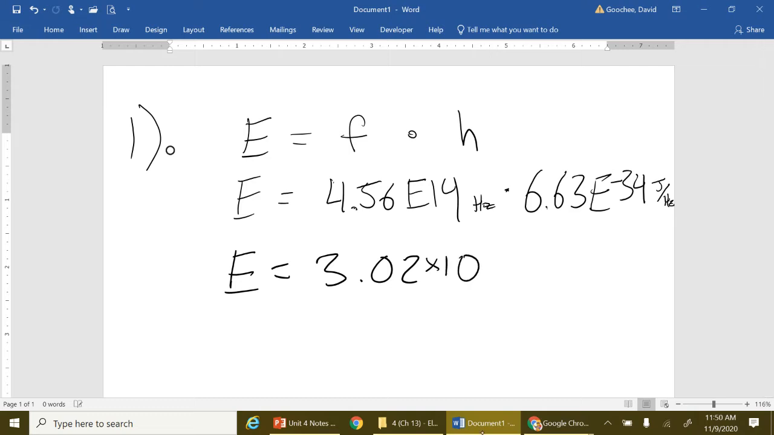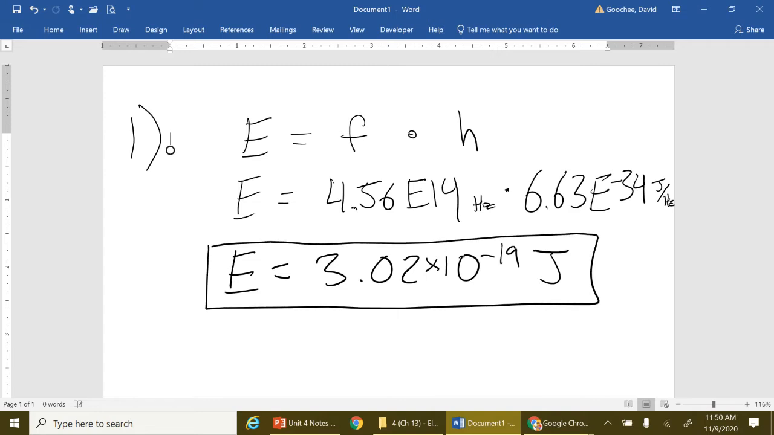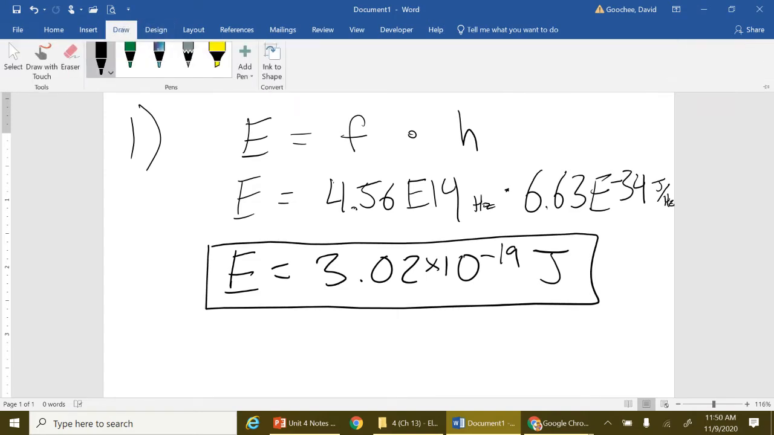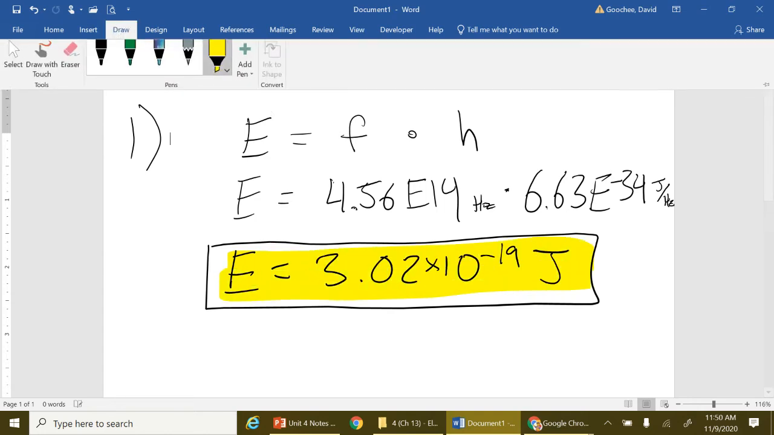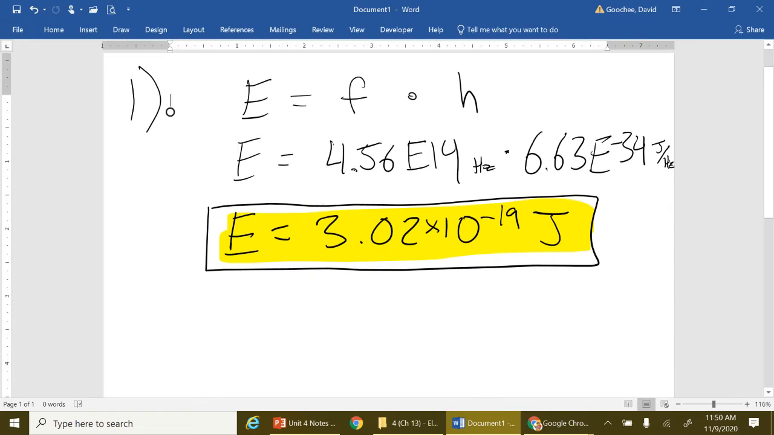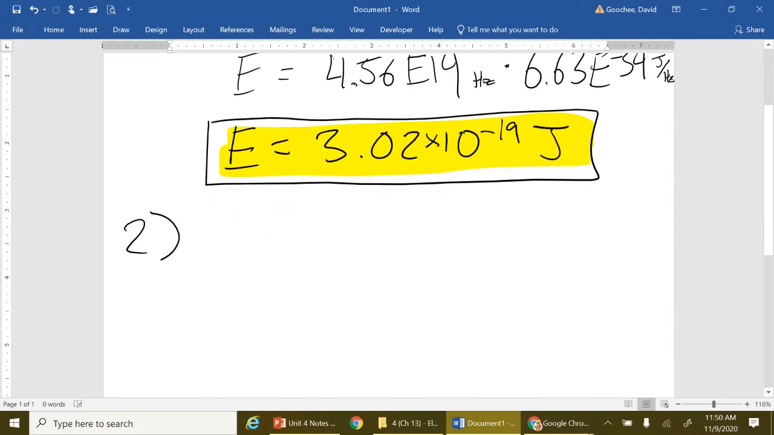3.02 times 10 to the negative 19th joules. This is not a lot of energy at all. But then again, it's just the energy that's being released by a single electron as it's moving around the atom. And those things are super tiny. They don't have a lot of energy. Okay, so that's problem number 1. Let's get to problem number 2.